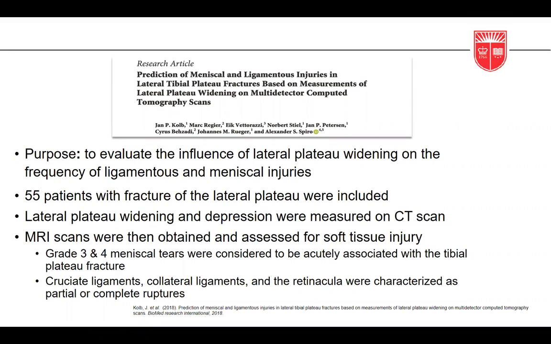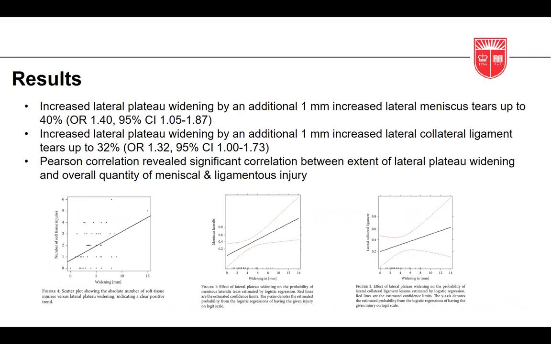This study evaluated the influence of lateral plateau widening on the frequency of ligamentous and meniscal injuries. Lateral plateau widening and depression were measured on CT, and MRI scans were then used to assess for soft tissue injuries. The study found that increasing lateral plateau widening by an additional 1 millimeter was associated with up to a 40% increased incidence of lateral meniscus tears.